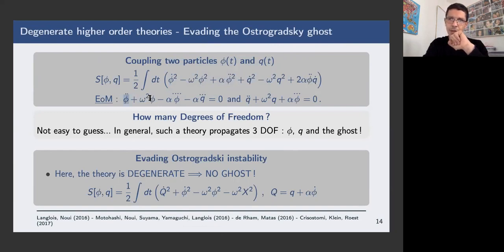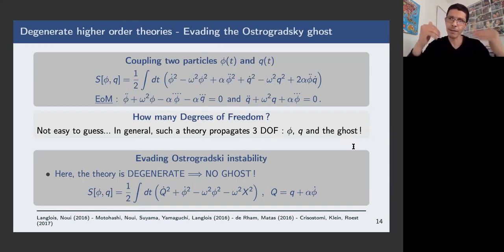If you now write the equations of motion, they are trivial to find, but you see that the structure is quite complicated because here you have the fourth derivative of phi, here the third derivative of phi, the third derivative of q, and it's not easy to guess how many degrees of freedom you will have in this theory. In general, you have three degrees of freedom that are propagating: one for phi, the original variable, one for q, the second harmonic oscillator, and one ghost. The extra degree of freedom will be a ghost, and you can show that.